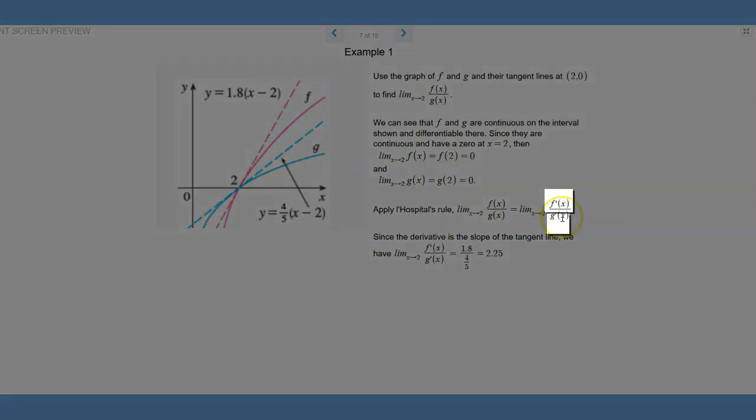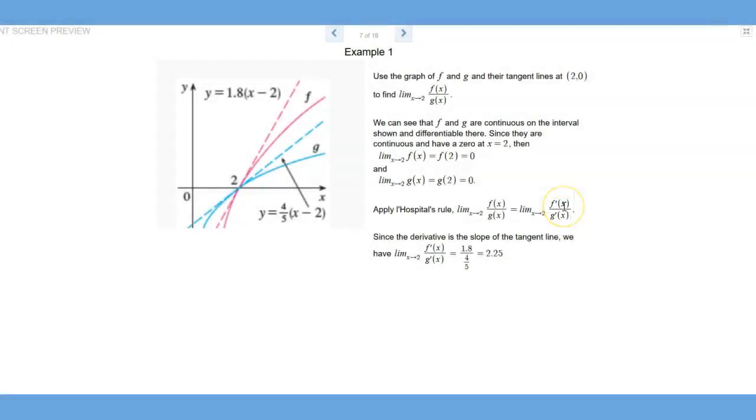What's f prime and what's g prime? Remember, that's the slope of the tangent line, and we're given the tangent lines here. The slope of the tangent for f is 1.8, and the slope of the tangent for g is 4/5. So this limit is 2.25. This example involved remembering the definition of a derivative at a value, and remembering what the conditions are to apply L'Hopital's rule.